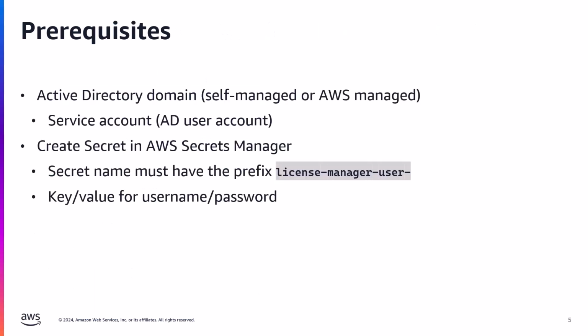Active Directory is a necessary prerequisite. You can use a self-managed domain or use the AWS-managed Microsoft Active Directory service. A service account will be necessary for interaction between AWS and the Active Directory domain, even when using AWS-managed Active Directory. This service account will need permissions to add the AWS-managed Remote Desktop Licensing Server to the domain during the provisioning process. The credentials for this service account will be stored in AWS Secrets Manager and must follow a specific naming convention. Let's start the walkthrough by taking a look at how to set this up in AWS Secrets Manager.